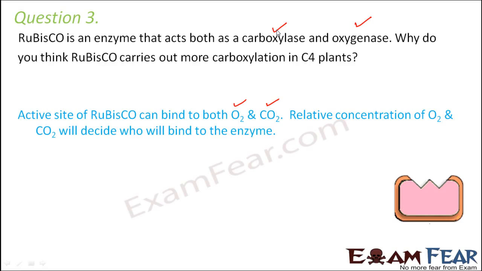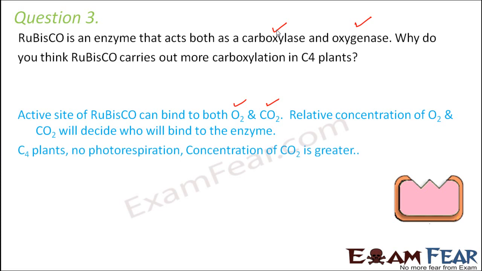Now in case of C4 plants, the concentration of carbon dioxide is greater, because in these plants there is no photorespiration. And what happens in photorespiration? It is just the opposite of photosynthesis. In photosynthesis, carbon dioxide is taken in and oxygen is given out. And in photorespiration, carbon dioxide is given out and oxygen is taken in.